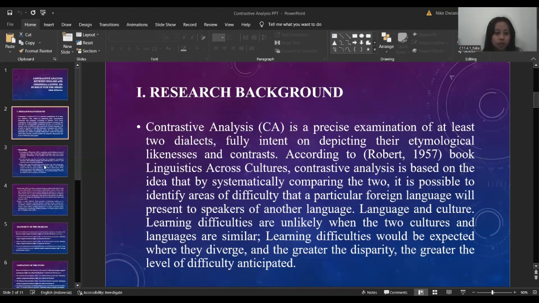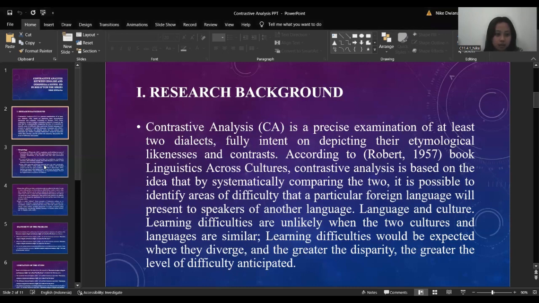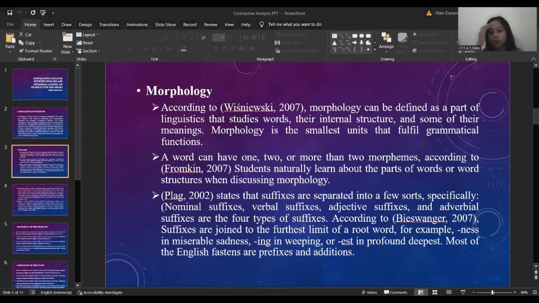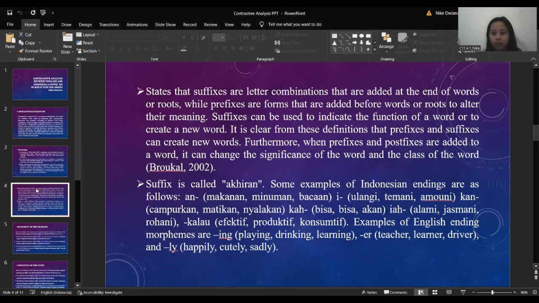And then for the next, morphology. I also include an explanation about morphology because I also use a morphological process. It's specifically suffixes, starting with an explanation of morphology, then continuing with the meaning of the suffixes themselves according to the experts, which I need in certain situations. Same in the definition of morphology.